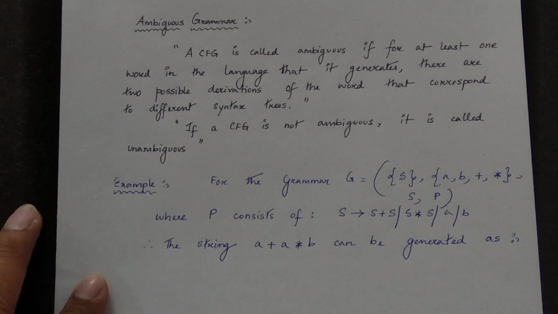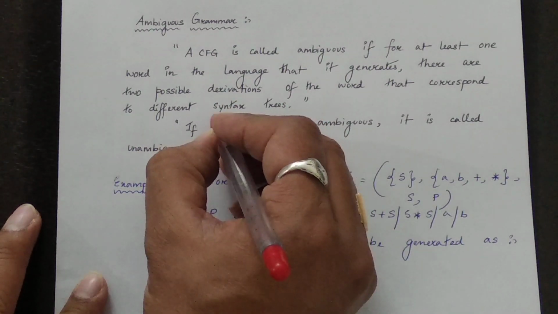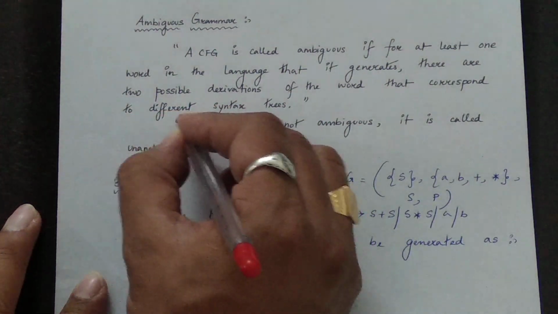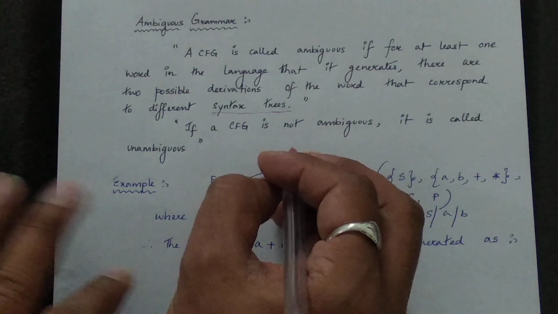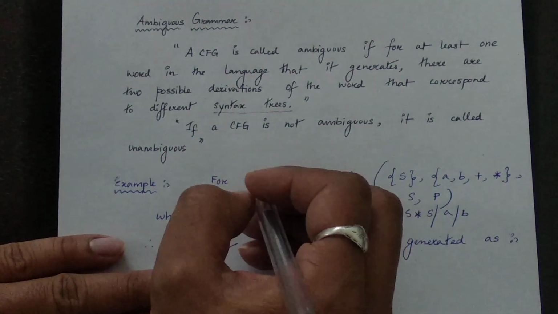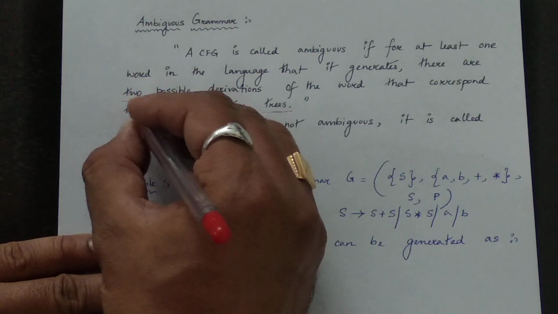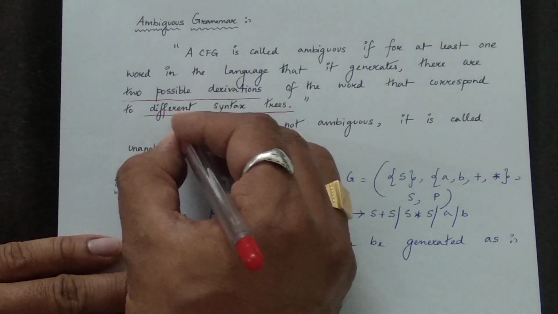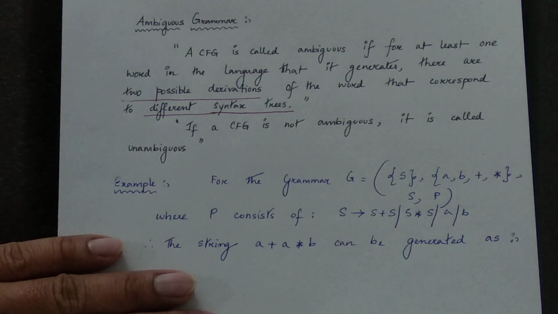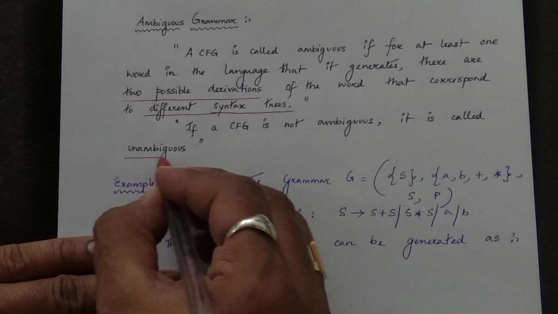That means primarily I have to focus on two different syntax trees, correct? And one more thing that I have to take into consideration is two possible derivations and two different syntax trees. If these two scenarios hold for a particular CFG, then that CFG is said to be ambiguous grammar. Otherwise, it is called unambiguous.